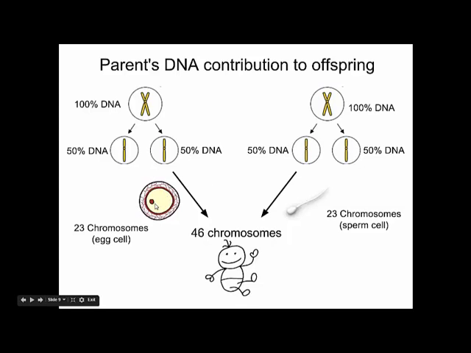So the egg contributes 23 chromosomes, so 23 halves of chromosomes. The sperm cell also has 23 chromosomes. They combine, right? So you think of those 23 pairs. The egg has 23, the sperm has 23 halves of the pairs. They combine to make 46 full chromosomes in 23 pairs. Okay? So this is giving you half, this is giving you half. They combine to create the baby.